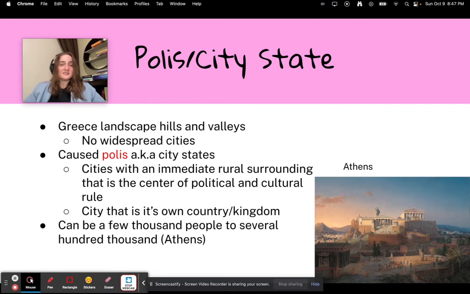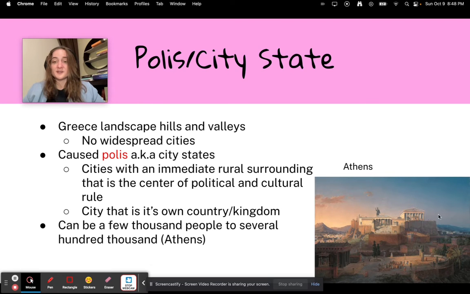Now, polises, or poli, sorry. A polis is just another name for a city state, right? So we talked about city states before, back in unit two. They mean the exact same thing. And if you forgot what it means, it's a city with an immediate rural surrounding that is the center of political and cultural rule. So a city kind of acts like its own country or kingdom. There can be a few thousand people to several hundred thousand people within a city state. So Athens, which we're going to talk about quite a bit today, is one of the largest city states in the world.